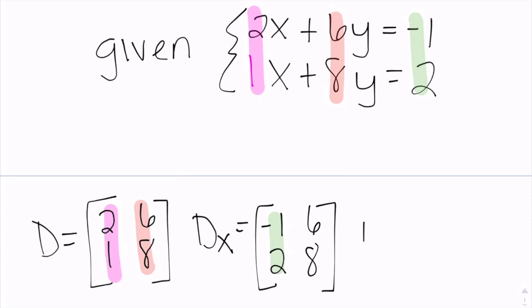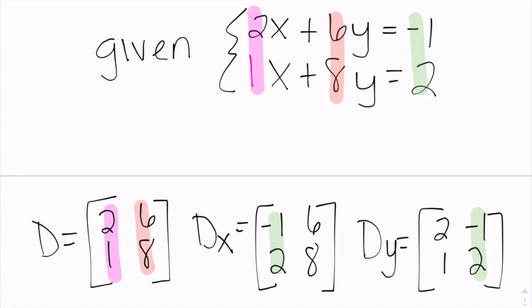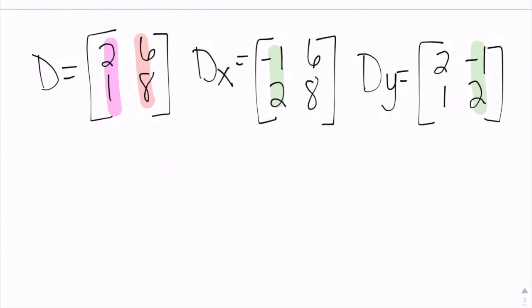And then we'll have D sub y, where our x column stays the same, but our y column is going to be replaced with our constants. Now we want to find the determinant of each of these 2 by 2 matrices.